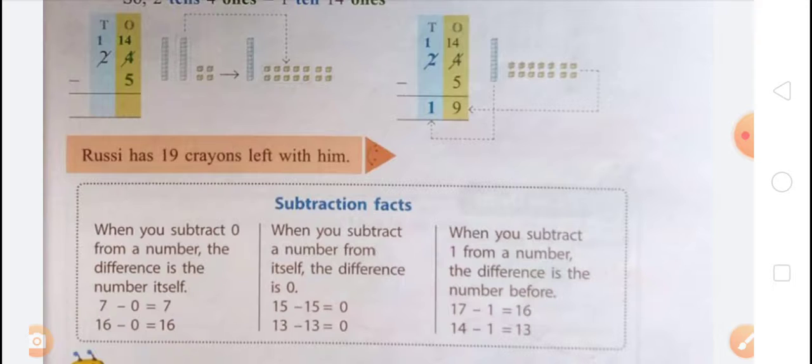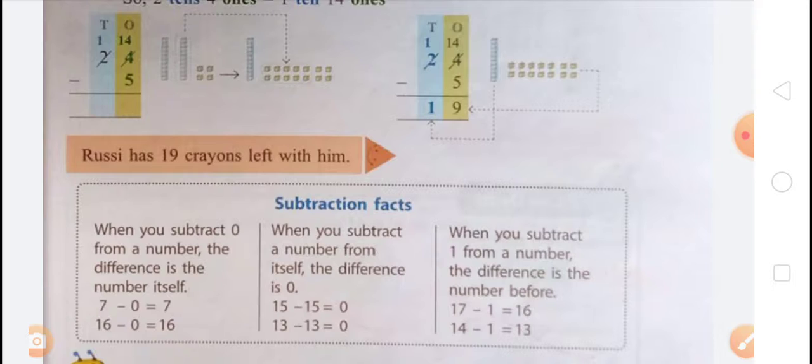Okay, and now the next subtraction fact: when you subtract a number from itself, the difference is 0. That means if you subtract 15 from 15, the difference is 0. And if you subtract 13 from 13, the difference is 0. So you can say that when you subtract a number from itself, the difference is 0. 15 minus 15 is 0, and 13 minus 13 is also 0.